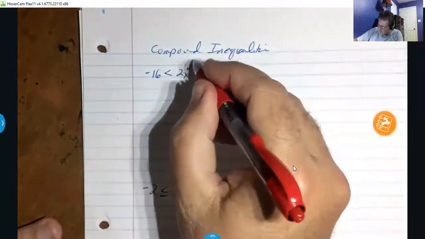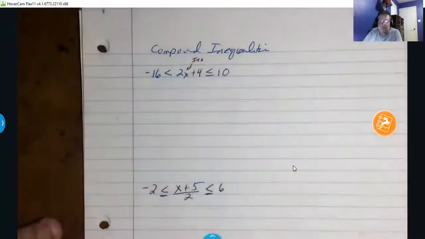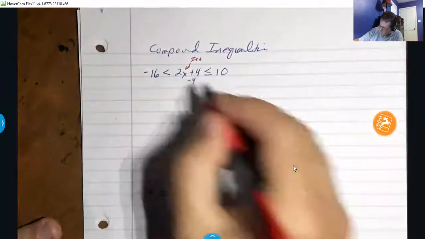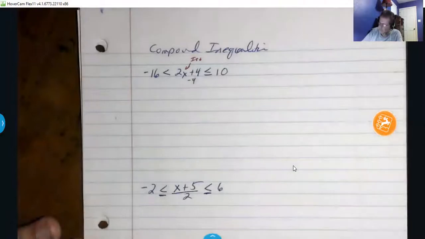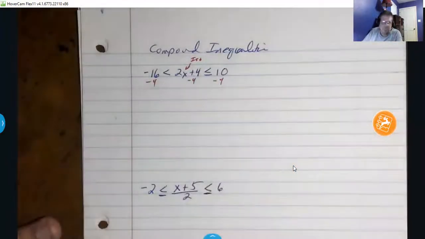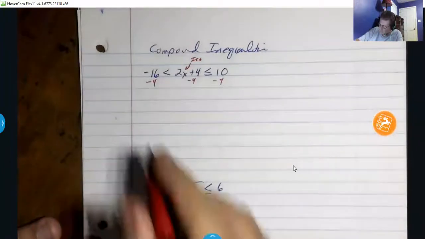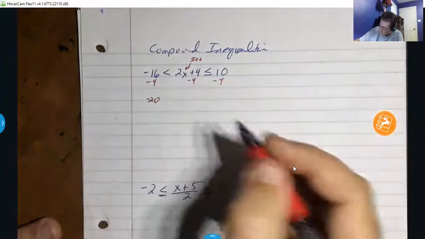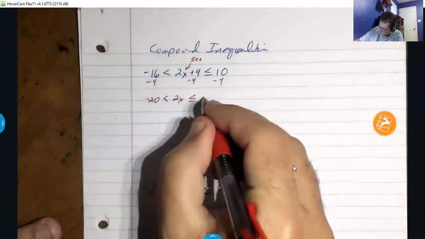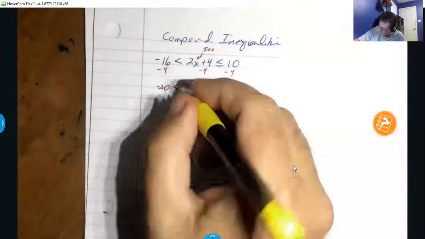If I'm trying to isolate the x in the middle, then I would want to subtract the 4. I've got to get rid of it. So what you do in the middle, you have to do to all 3 sides. Okay, so I'll simplify everything. That's negative 20 less than 2x less than or equal to 6. I'm going to divide by 2.